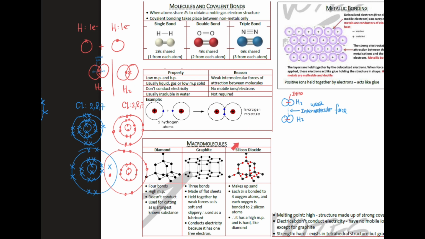Now we have macromolecules. Covalent molecules can be simple molecules or macromolecules. A simple molecule is just two, or maybe three atoms, so they are very simple structures. Macromolecules have many atoms that join up. So this is macromolecules.